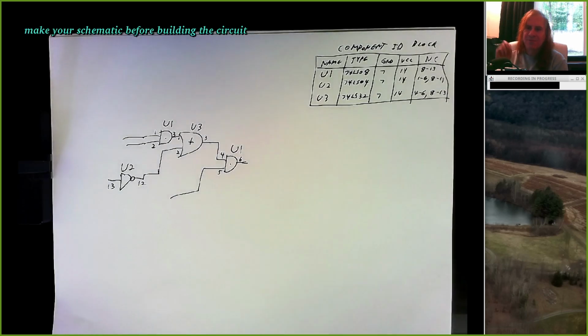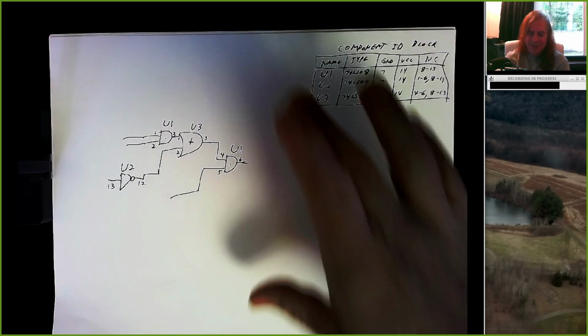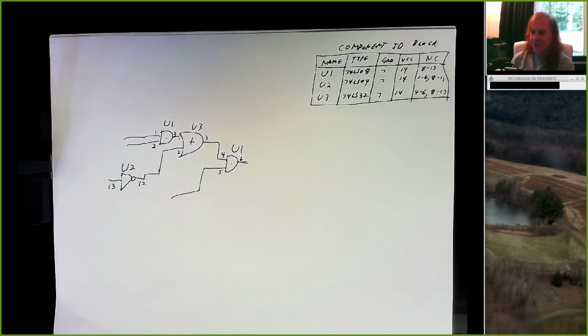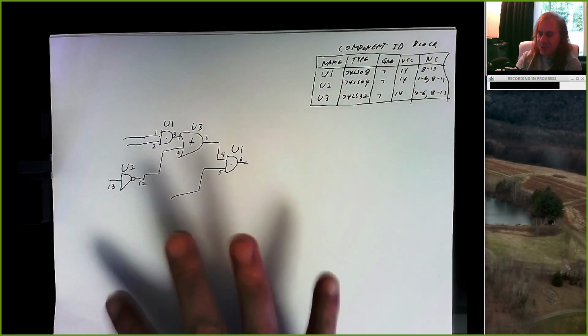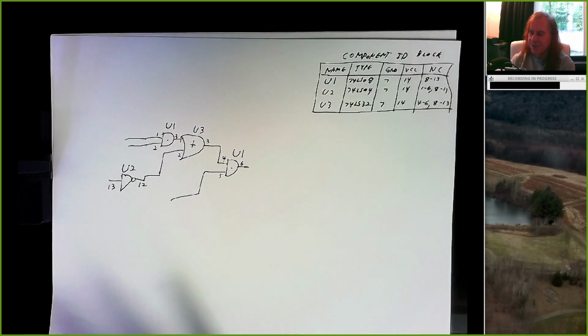Make your schematic before you build the circuit. Right? This is like your flow chart for a program before you start writing code in an editor. This is a blueprint for a piece of furniture before you start sawing wood and drilling holes. This is the description of how you're going to build your circuit. And you gotta have this first.